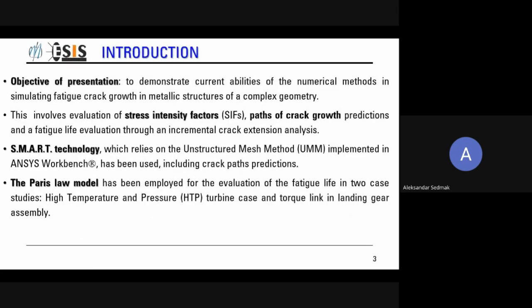So next slide, please. This technology that you can see now on the slide with more proper writing with dots after each letter relies on the so-called unstructured mesh method, and it is implemented in ANSYS Workbench, which we have used in recent years. It's based on stress intensity factors evaluation, so it's linear elasticity, and path of crack growth is, of course, one of the most important issues here.